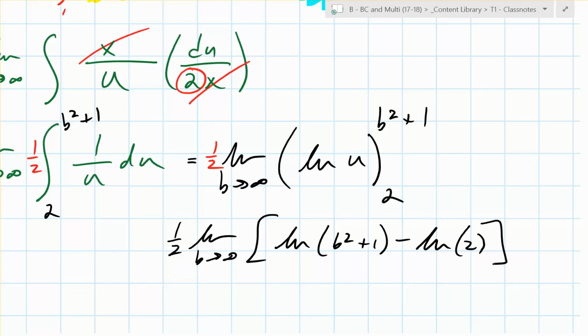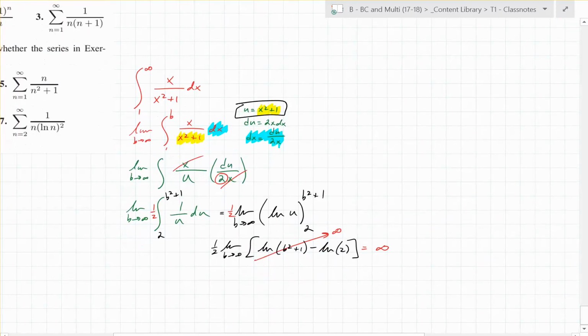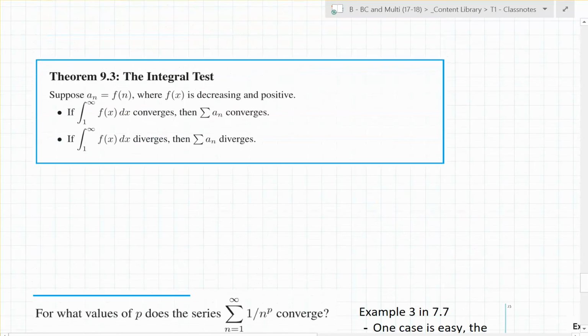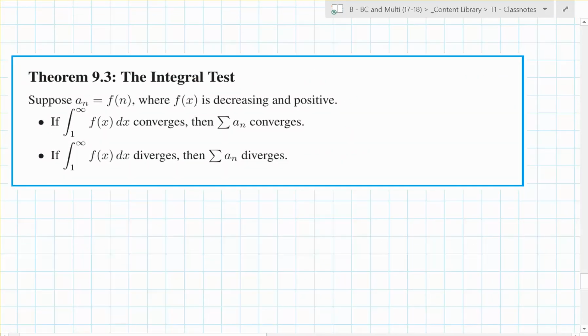Oh, come on. What's the natural log of a billion? Very big number, right. This thing goes to what? That goes to 2. That's finite. So what does this whole thing go to? It goes to positive infinity, right. That goes to positive infinity. So let's go back up here. We had this rule right here. What does it say? The integral test?